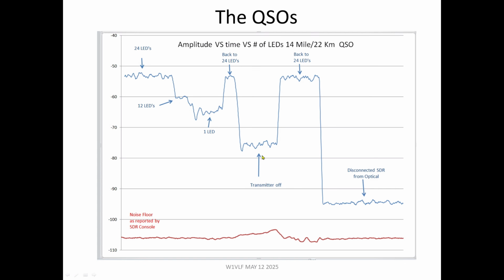And if you look at the transmitter being off here at minus, let's say, 75, that 1.8 LED was still potent at 14 miles. Here we're back on again with all the LEDs. So you can see there's a slight difference in amplitude there. And then the transmitter being off, so this was essentially the noise floor of the receive system. And then back to 24 LEDs again.